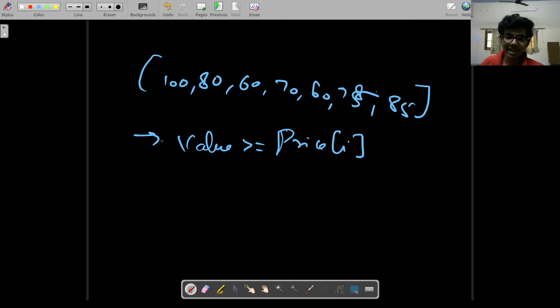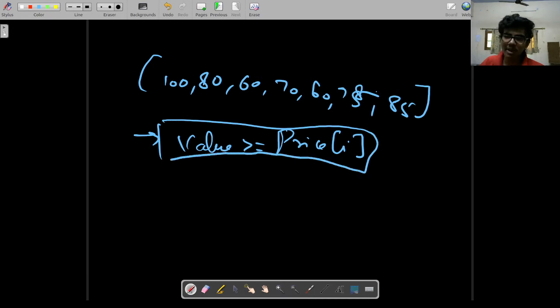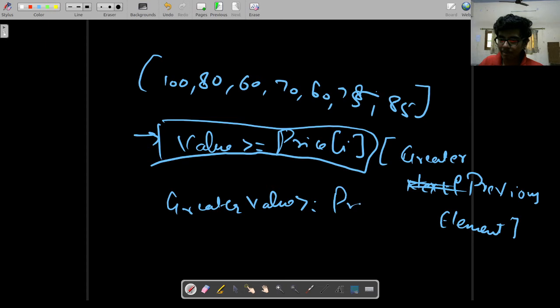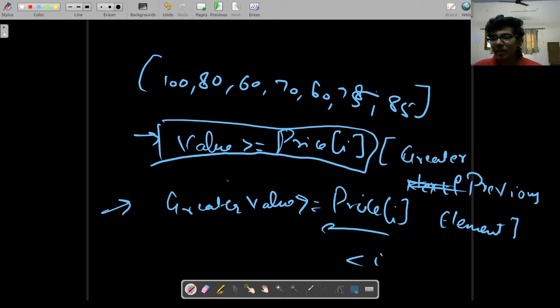Now, do you think it is similar to some of the problems we have covered so far? It is basically the greater next element, or in this case the previous element, the greater previous element, in which we have to find the value greater than or equal to the price of I. It is just greater than or equal to the price of I and present just before I. Okay, it should be less than I. So we have to print their position.